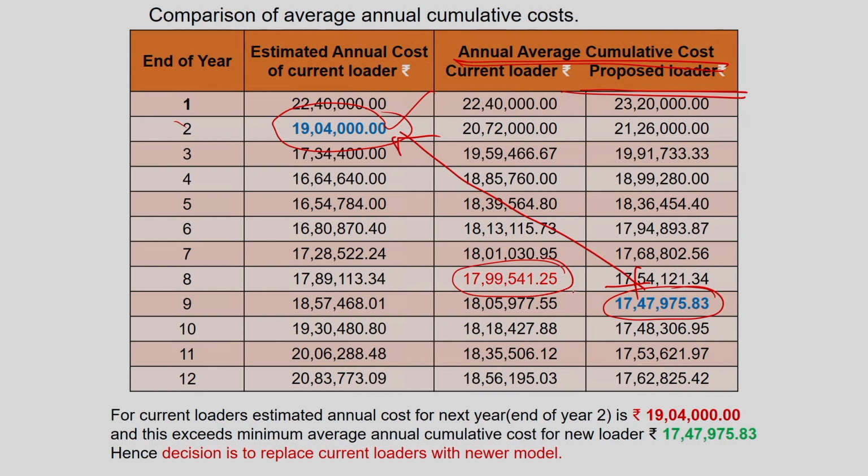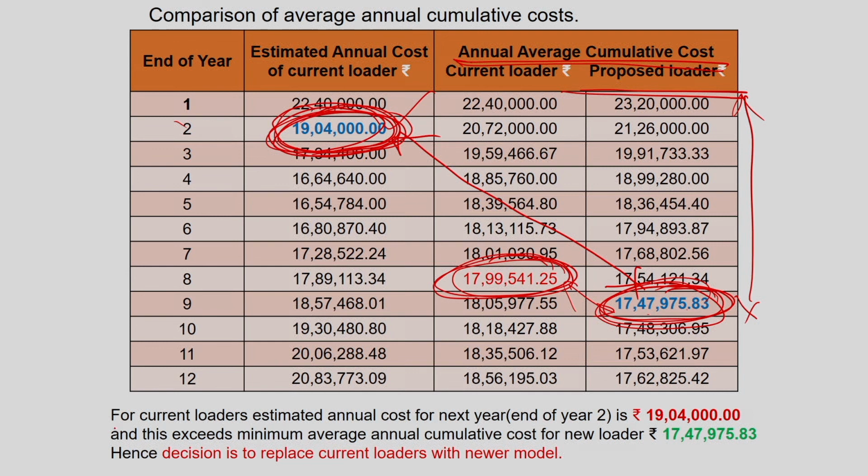And also, as I told you, when you compare the average annual cumulative cost of the current loader as well as the minimum of the proposed loader, these two minimum values also justify the replacement, because the proposed loader value is lesser when compared to the current loader. It means that if you hold your proposed loader for 9 years, the average annual cumulative cost which you will incur for the 9 years will be 17 lakh 47,975, which is lesser than the estimated annual cost for the current loader for the next year, that is the second year. So, that is why we are replacing it immediately.